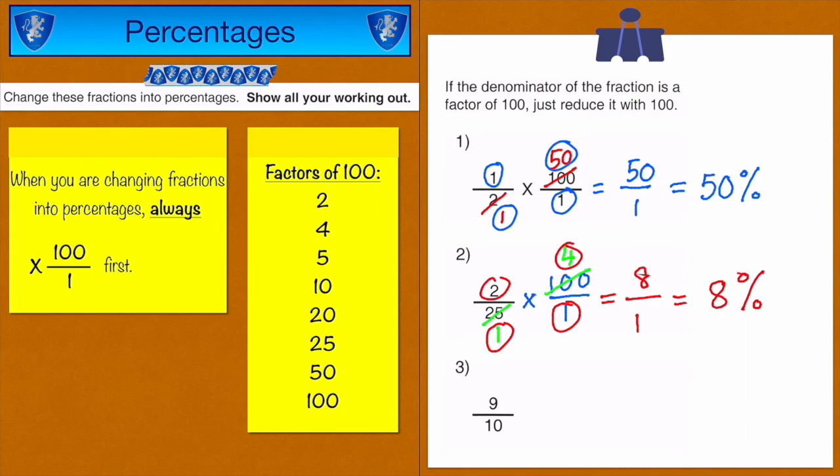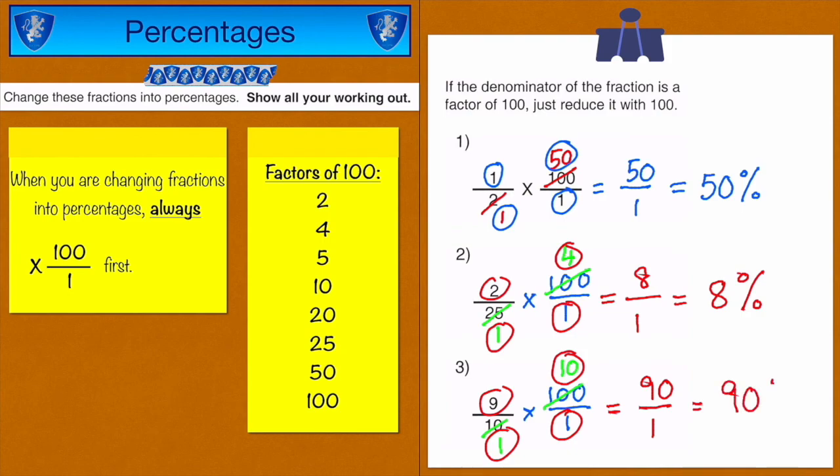And then one more here. So first of all, we write times 100 over 1. Then we reduce it in the 10 times table, because 10 is a factor of 100. So that's 1 times 10, that's 10 times 10. Then we've got 9 times 10 is 90 at the top. 1 times 1 is 1 at the bottom. 90 over 1 is just 90, and that is 90 percent.